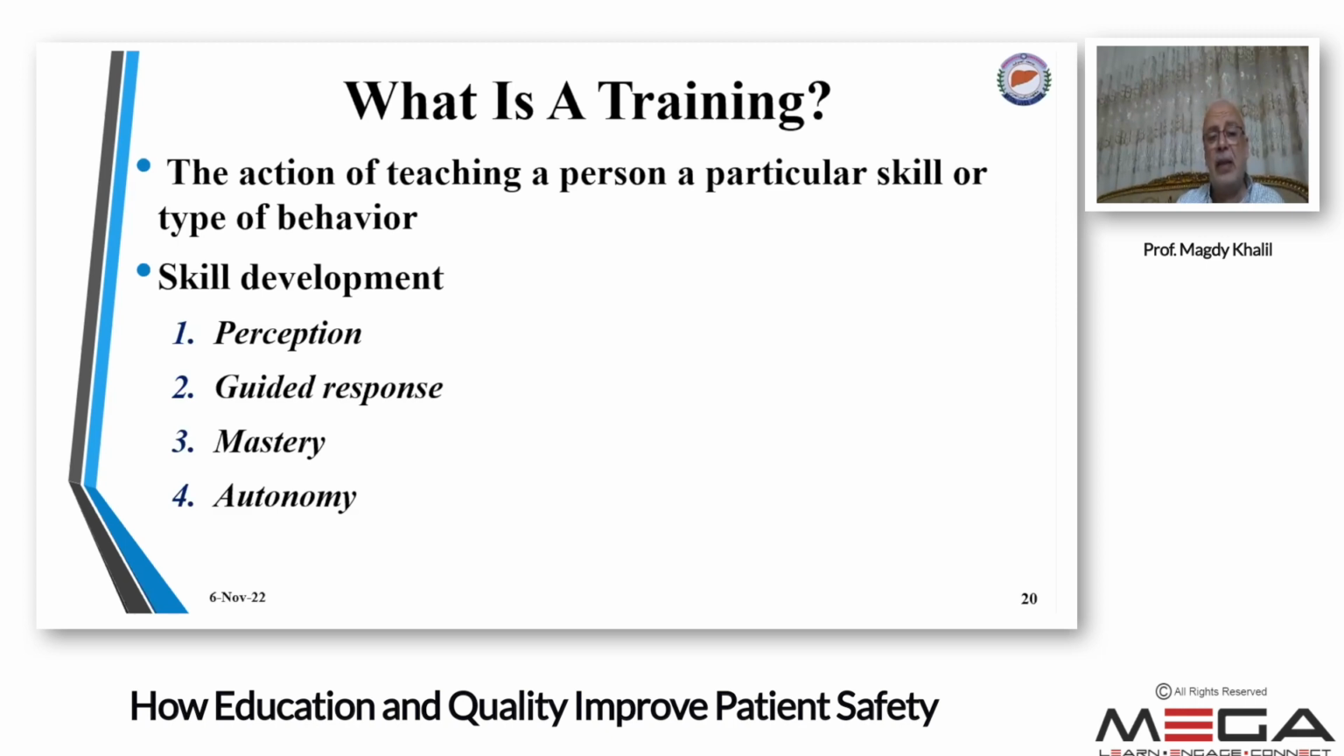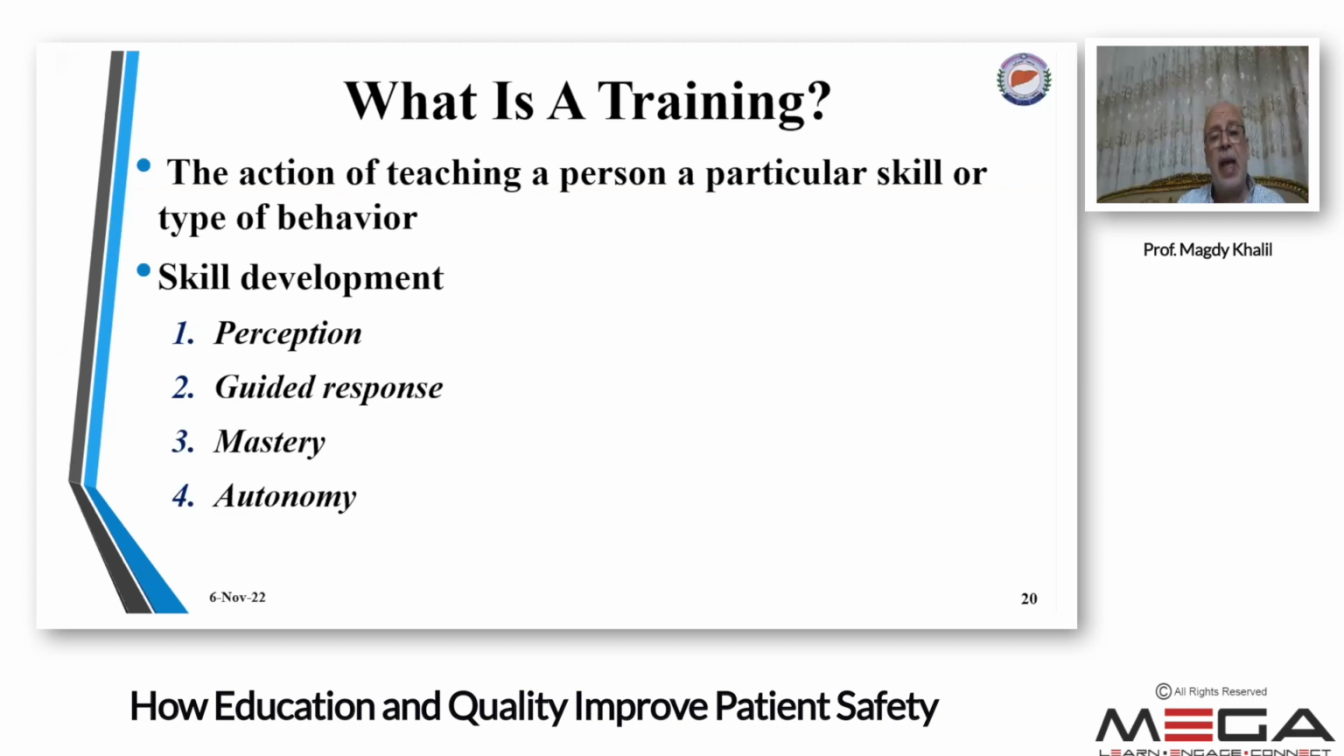Skill development goes through 4 phases: perception, guidance, mastery, autonomy. Please remember by heart: perception, guidance, mastery, autonomy. If you ask a new resident to put in an endotracheal tube without any previous experience, he might go well in the first or second trials, but he will have been taught in the wrong way. So any new trainee should pass through these 4 phases.